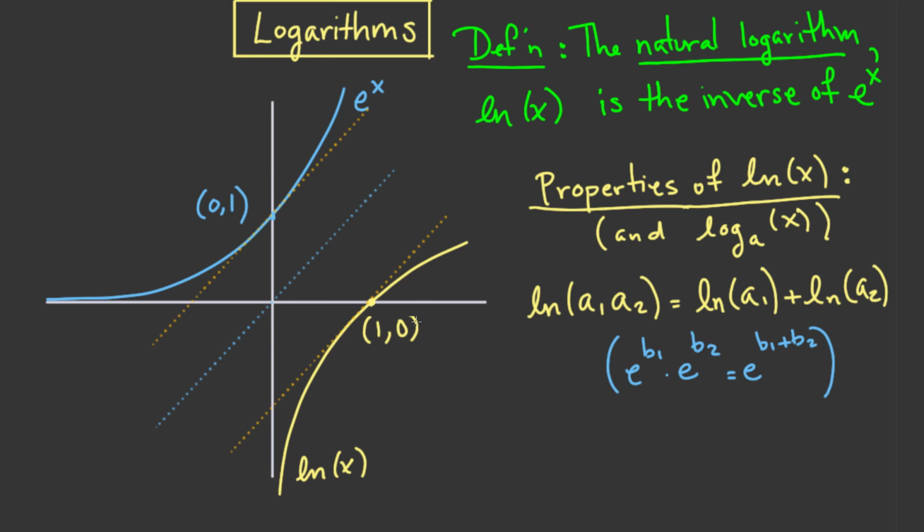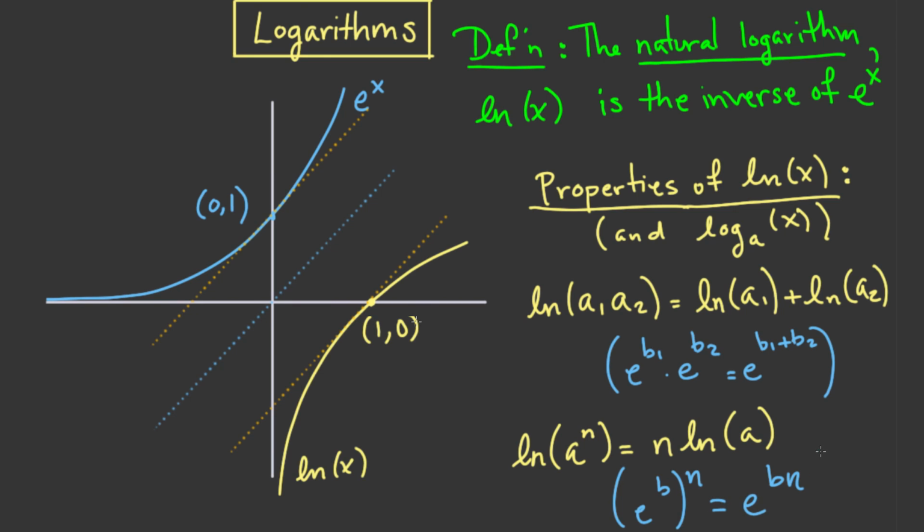The other important property is that log of a to the n is equal to n times log a, and this follows from the property that e to the b, all to the power n, is equal to e to the b times n. I'm going to leave it to you to verify why these properties hold. Before we do calculus with the natural logarithm, I want you to do some exercises to refamiliarize yourself with the log and its behavior.